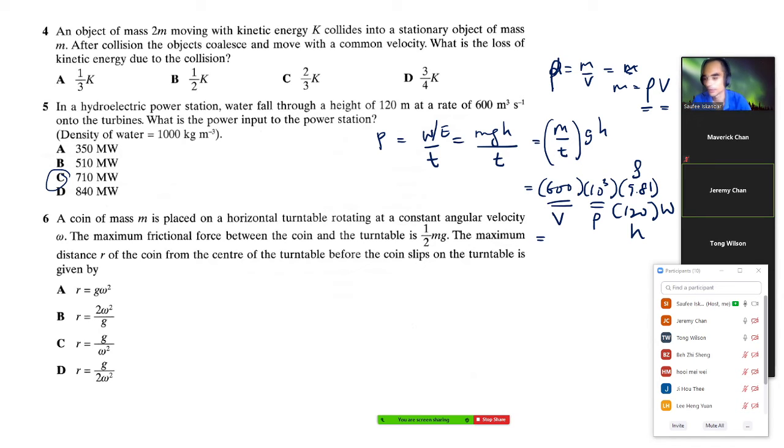Number 6. A coin of mass m is placed on a horizontal turntable rotating at constant angular velocity omega. The maximum friction force between the coin and the turntable is 1 over 2 mg. First I have to draw, if not you won't understand.